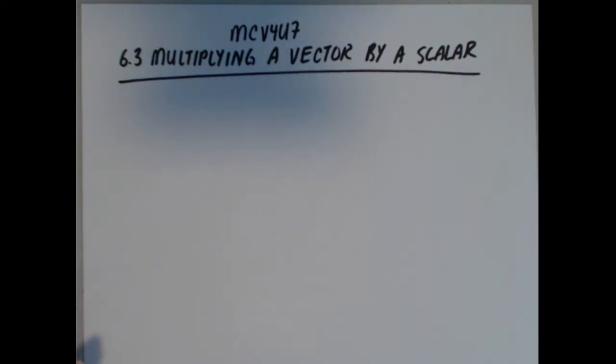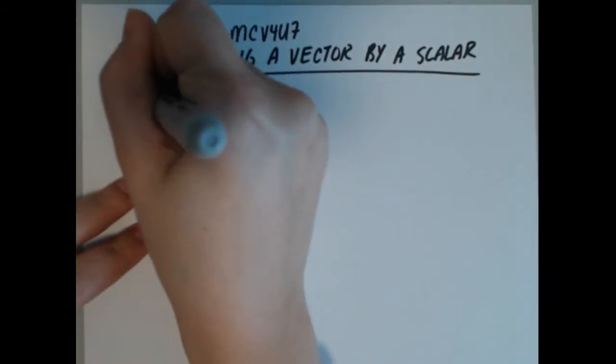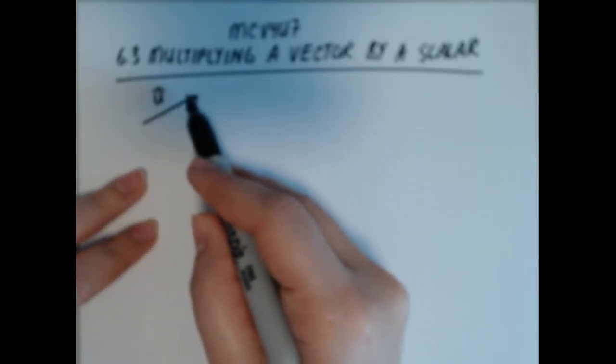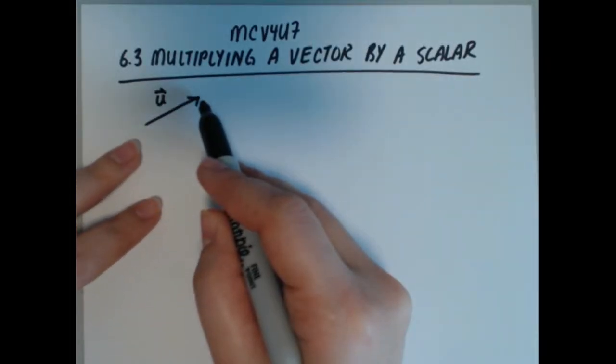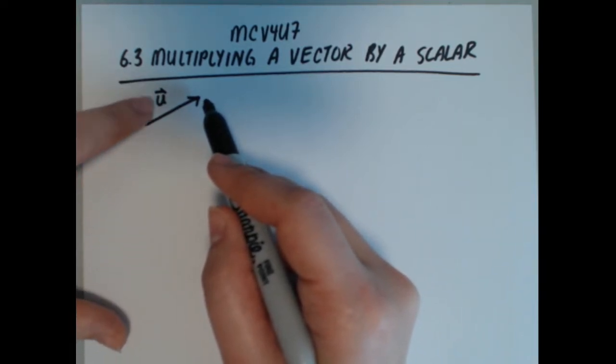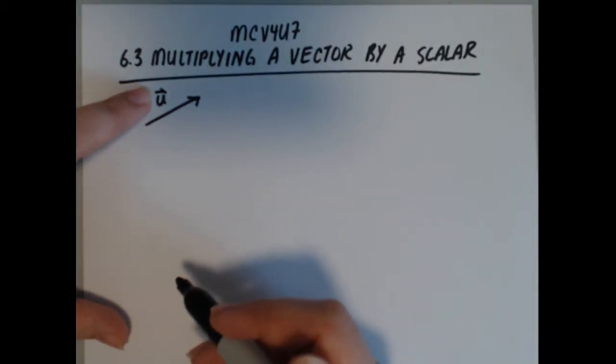So in the previous sections we saw what a vector is. A vector is a quantity that has both magnitude and direction. So we represent it with an arrow. The length of the arrow denotes the magnitude, and the direction tells you which way it's going. So I've got vector u here. I denote that it's a vector by putting a little arrow on top.